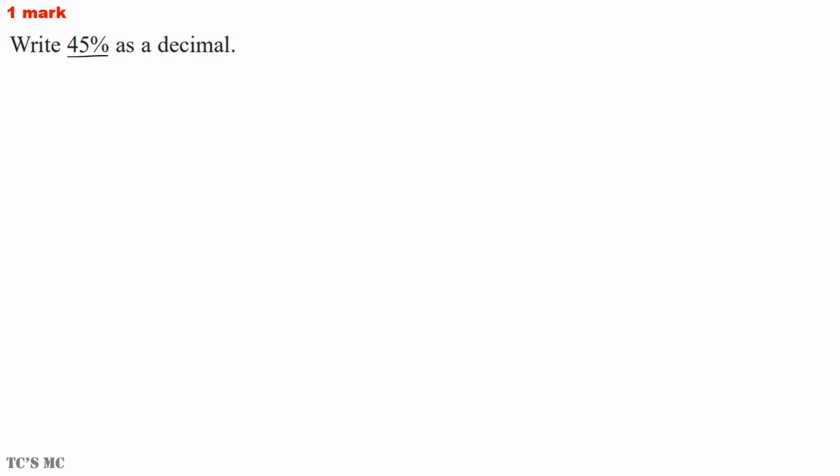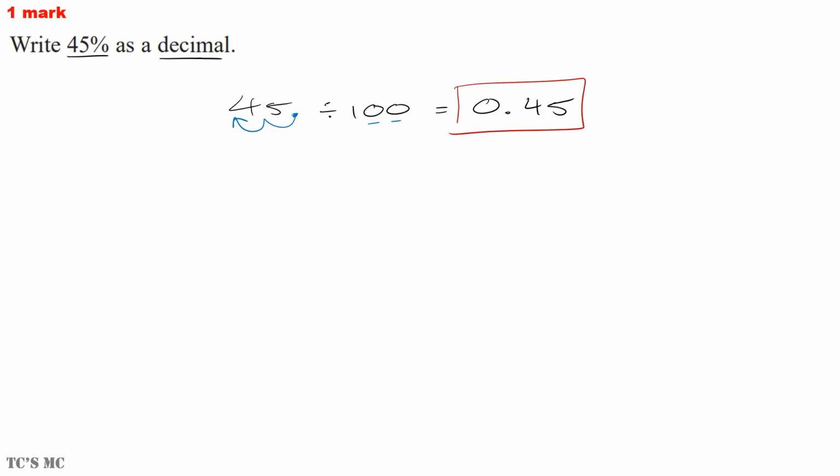Write 45% as a decimal. That means 45 divided by 100. 100 has 2 zeros, so we need to place a decimal point here at the end and then move it backwards twice. The decimal point will be just before the 4. So for 1 mark, our answer is 0.45. And that is all we need to write for 1 mark.